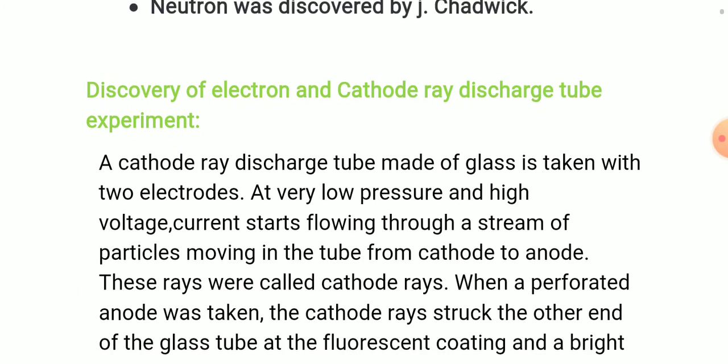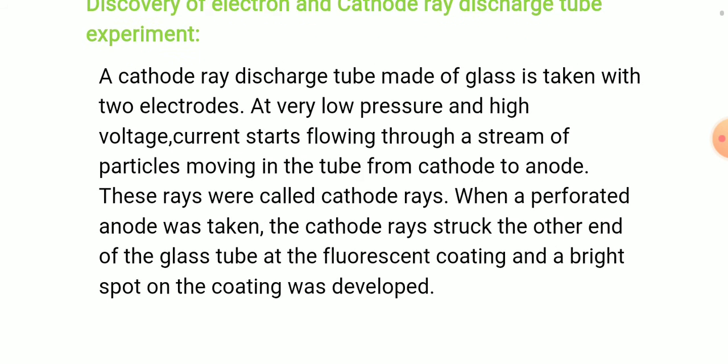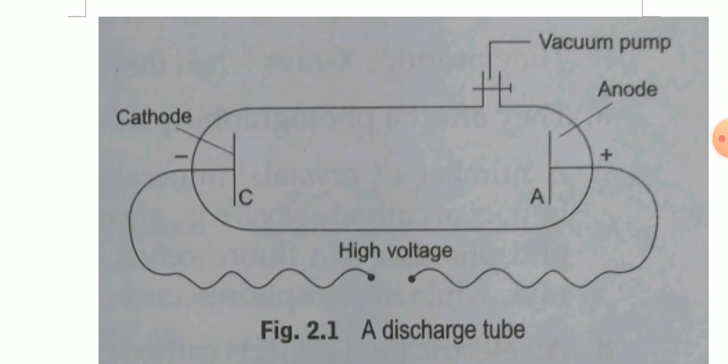So, discovery of electron and the cathode ray discharge tube experiment. What is the discharge tube? This discharge tube looks like this. It is a glass instrument. In this discharge tube, one cathode and one anode are used, and a very small amount of gas is taken. That is, the pressure inside the discharge tube is very small. You have to remember this.